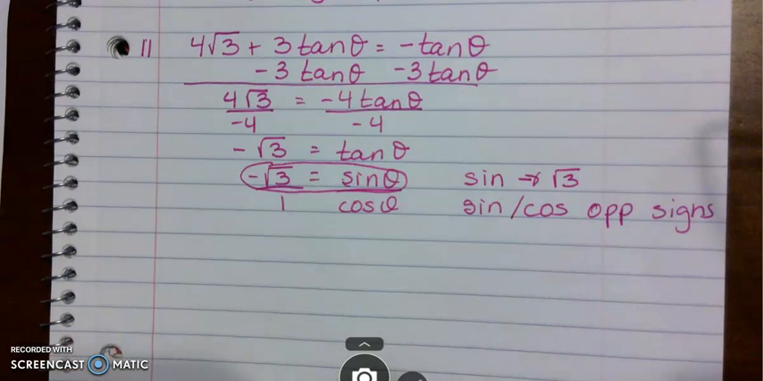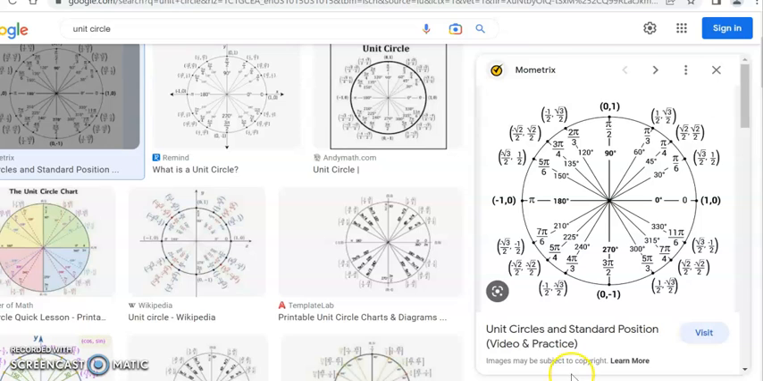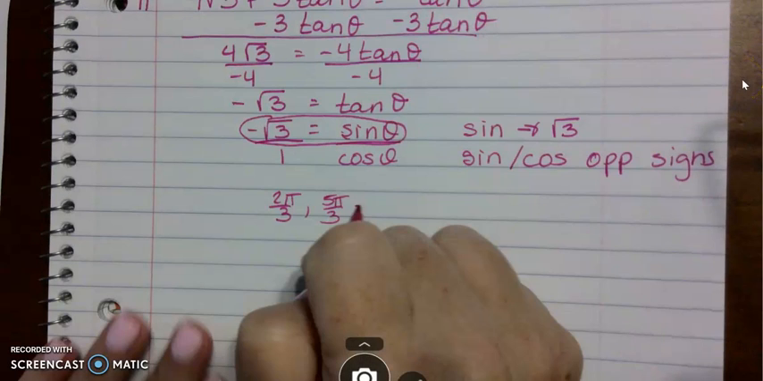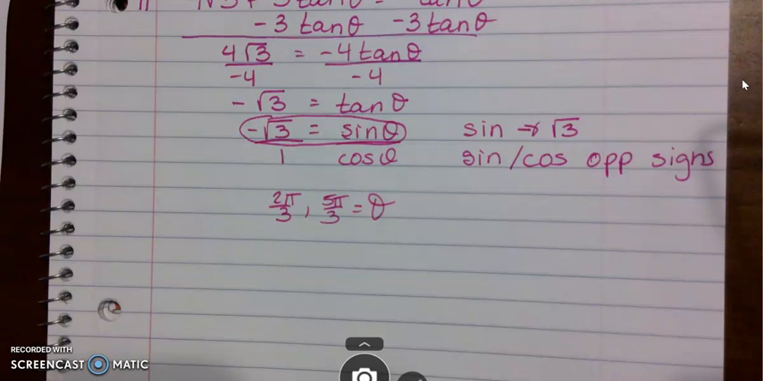Okay, so let me pull my unit circle up. So let's see, sine, remember, is the second one. I need opposite signs, so that's going to happen in quadrants 2 and 4. Sine has to have a square root of 3, so there's one of my answers, 2 pi over 3. And then the other one over here, sine has to be opposite, so 5 pi over 3. Okay, and let me pull my thing back down, and there's your answer. Okay, that was a little bit of fun.